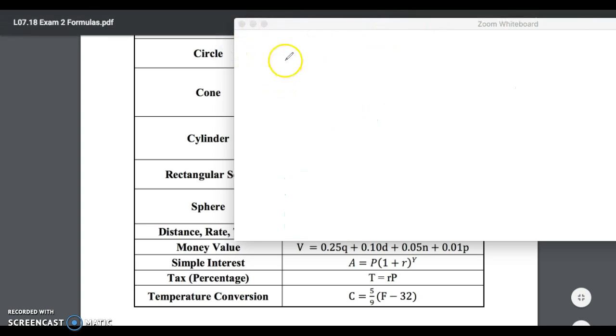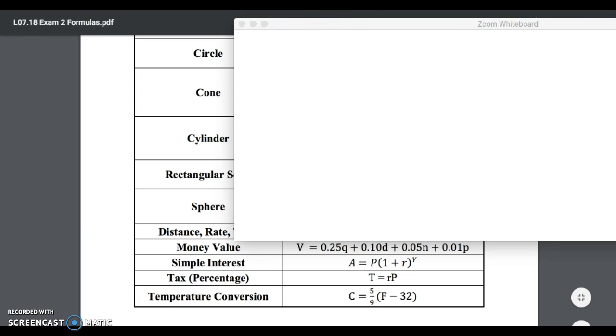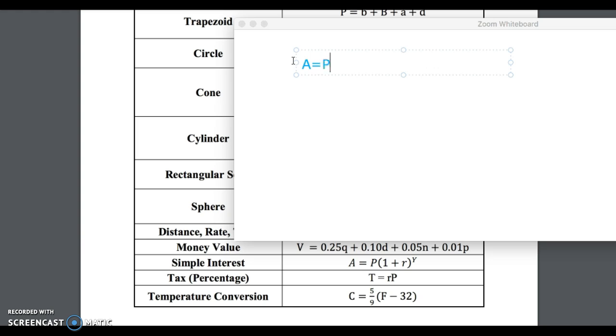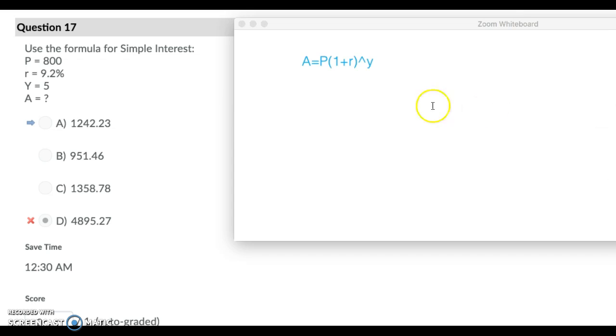So then we'll have A equals P(1 plus R) raised, this caret just means it's raised to the y power. Alright, so now we're just going to plug in what we have.